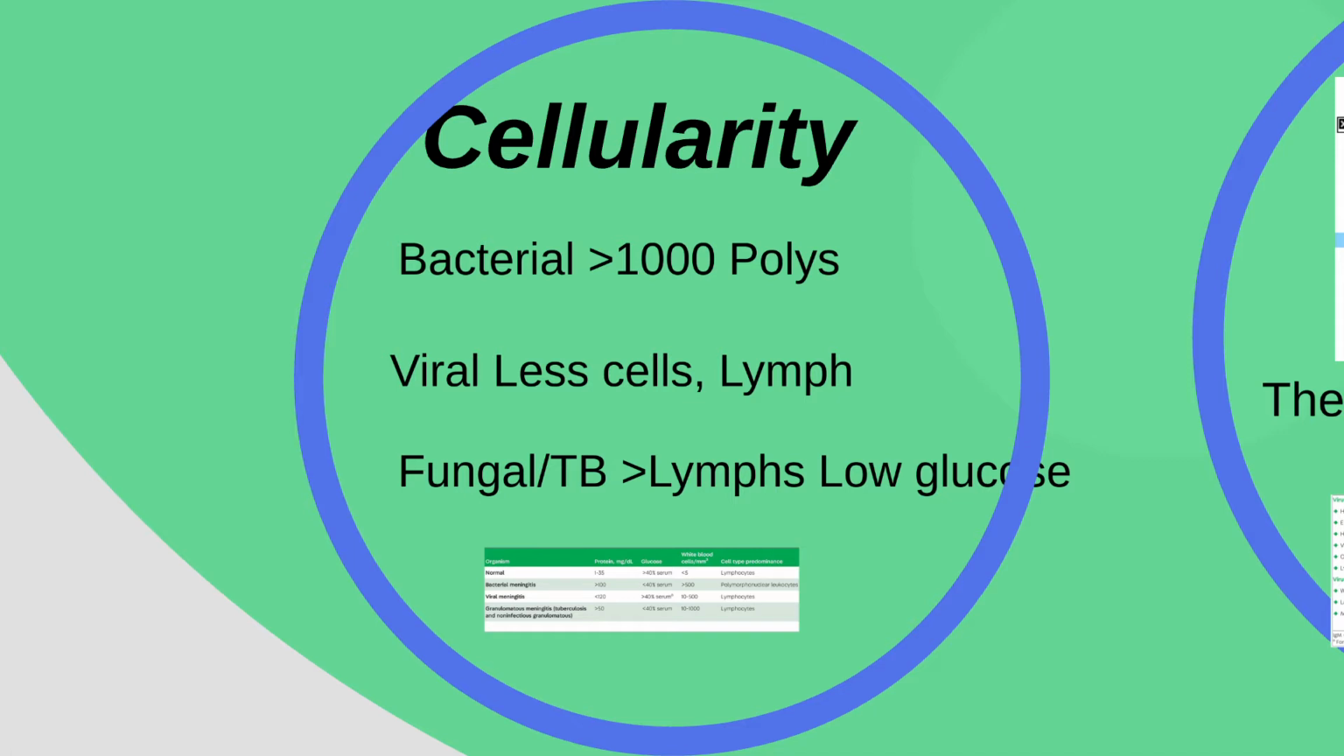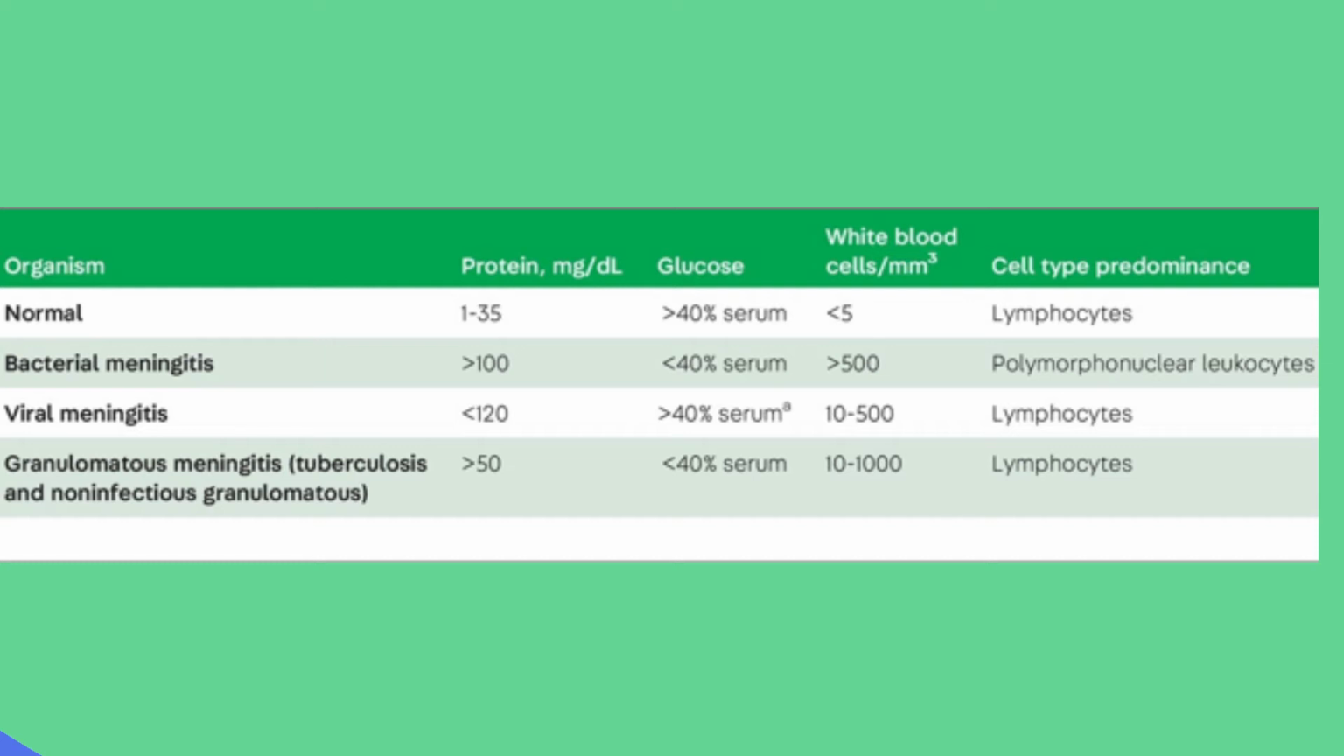Usually in bacterial, you'll see greater than 500 or 1,000 polymorphonuclear cells, whereas in a viral meningitis, you'll see less, and you'll tend to see lymphocytic predominance, though early on in a viral illness, they can actually be polymorphonuclear. And in the case of fungal or TB, you'll see lymphocytes with the low glucose, and here's a little helpful chart which puts all of those details together.